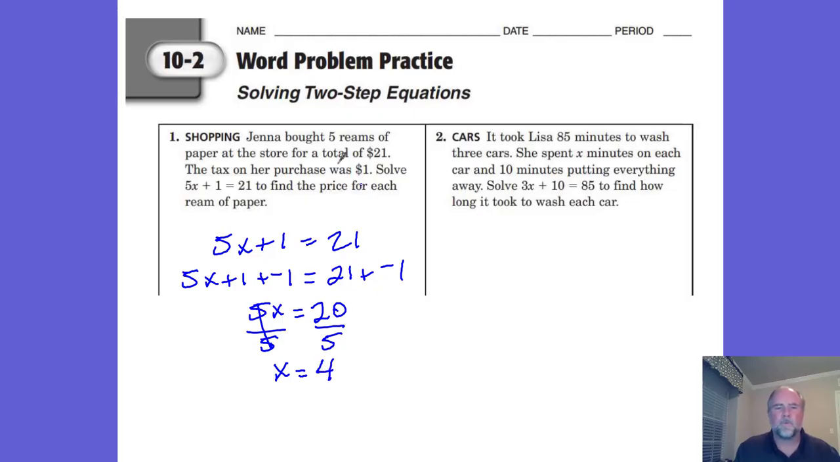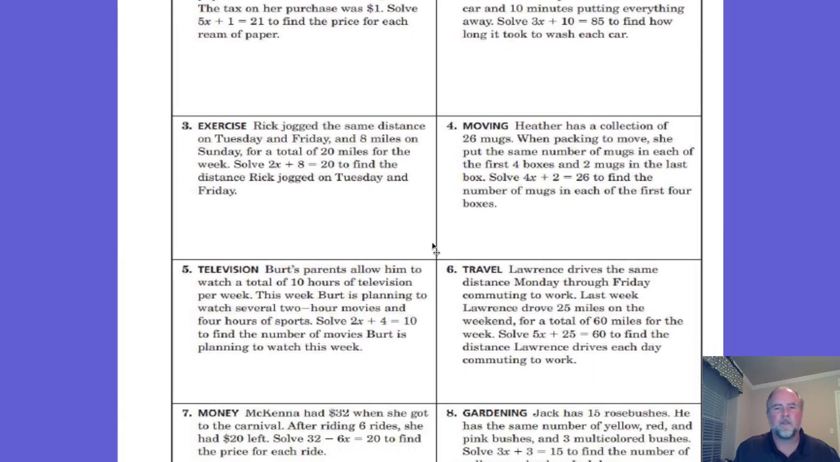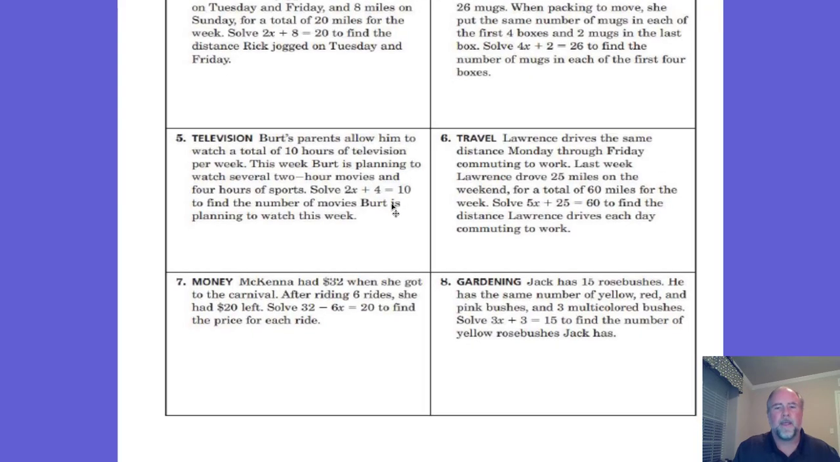Okay? Now anytime we're dealing with a word problem, you need to make sure that you give me a label for your answer. So in this one, we go back and look at the question. It says, solve this equation to find the price for each ream of paper. So this 4 is actually $4. And we need to remember the dollar sign is in the front. So what I would like for you to do then is for each of these 8 questions, I would like for you to write the equation down on your paper and solve it.